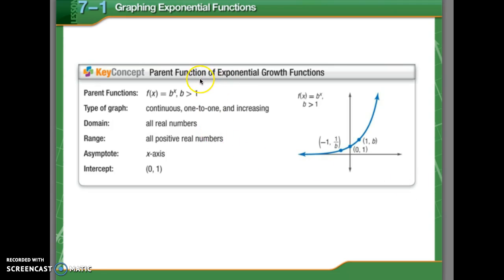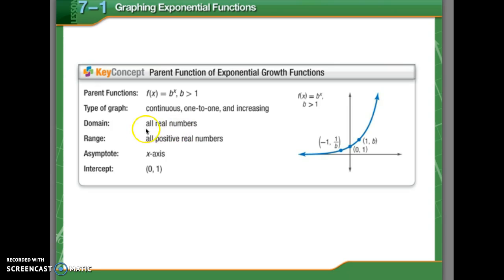So an exponential growth function is a function that has some number to the x power where that number is greater than 1. These graphs are continuous, they are one-to-one, they are increasing. One-to-one means for every x value, there's only one y value.